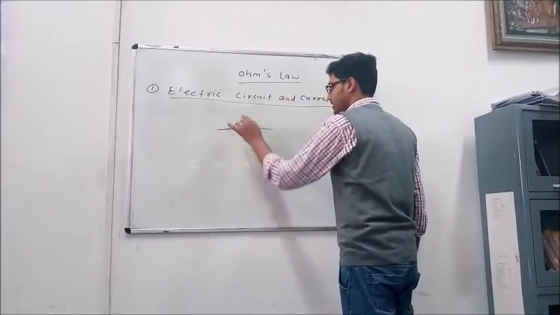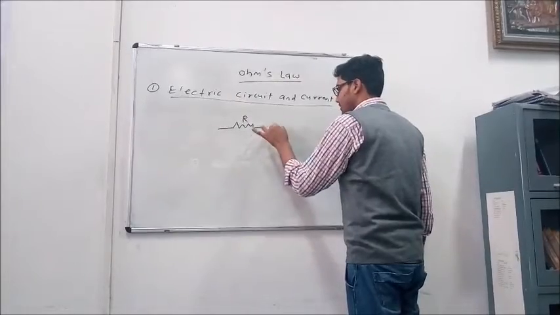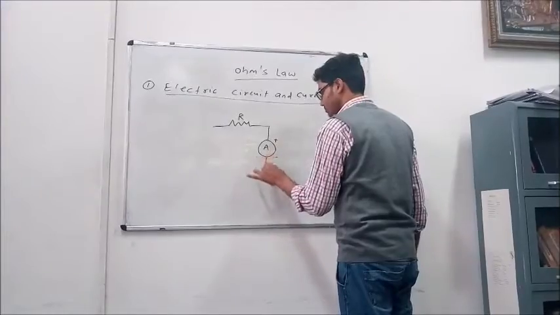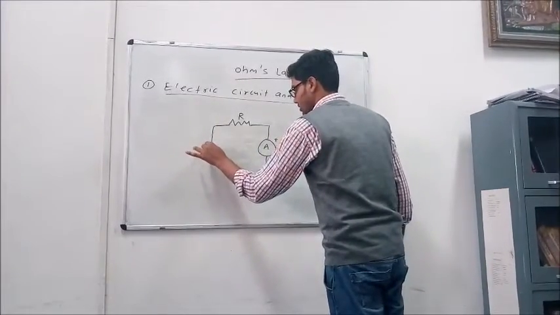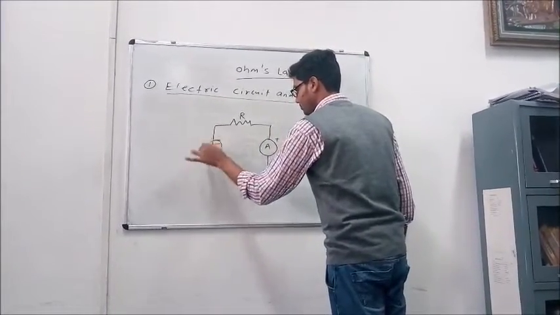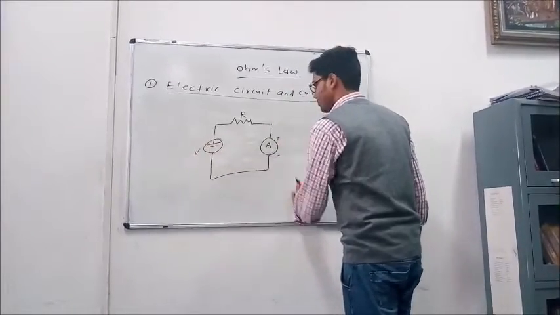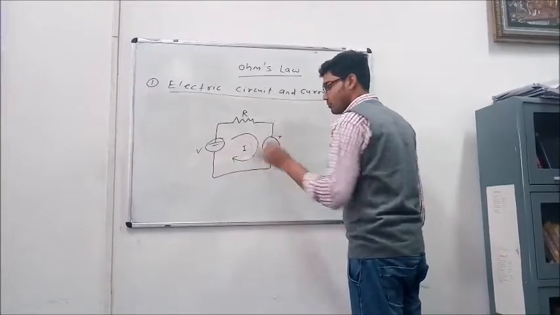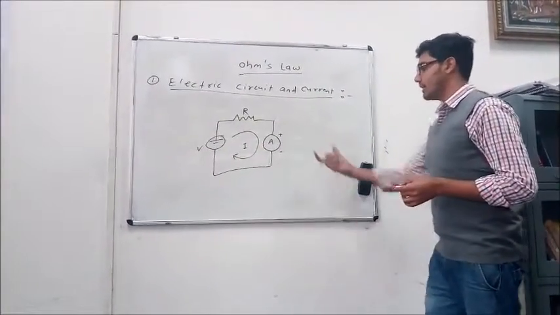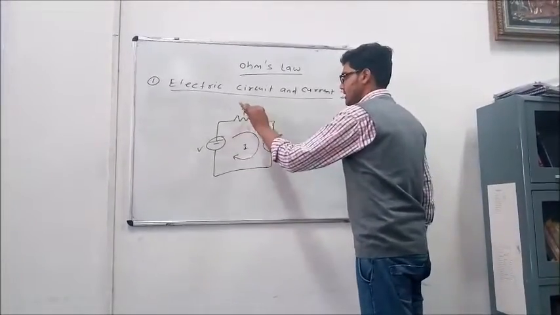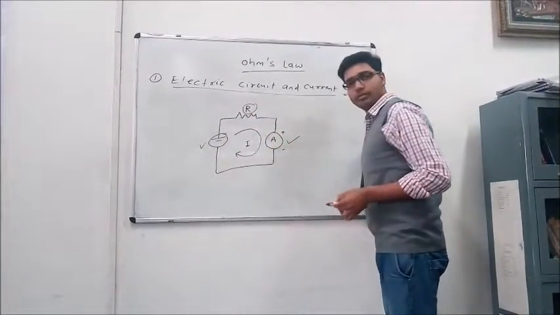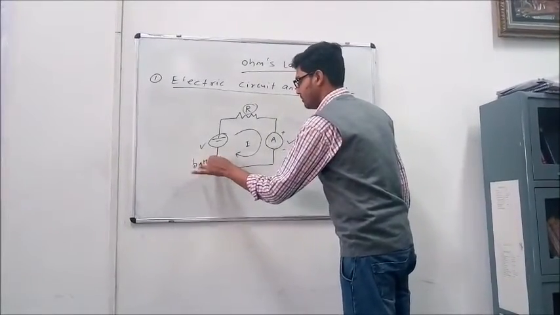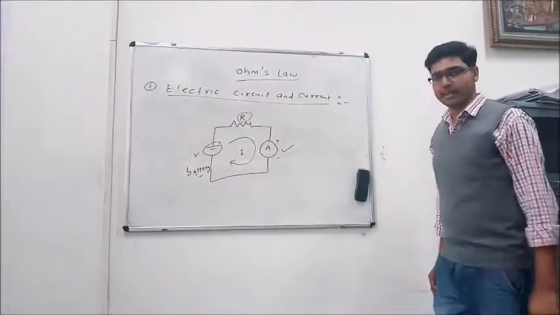Suppose if we want to make a circuit, this is the resistance. After that we can connect an ammeter and one source, that is battery. Because it is a closed path, to flow the current we need a closed path, through that the current can flow. So this is the resistance, this is the ammeter to measure the current which is flowing through the circuit, and this is battery. These are the essential components to make a circuit.